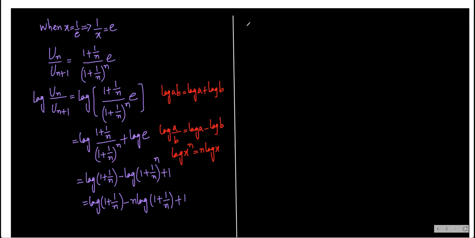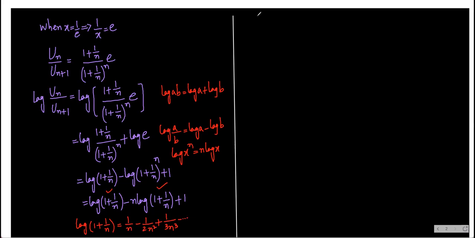Now I want to use the expansion of logarithm, which I gave you as a formula, but still I want to write it. Log of 1 plus x, the only formula which we are using here, is x minus x squared by 2 plus x cubed by 3 minus and so on, with x equal to 1 by n: 1 by n minus 1 by 2n square plus 1 by 3n to the power of 3 minus and so on. Here I am using that formula, and here also I am using that formula.